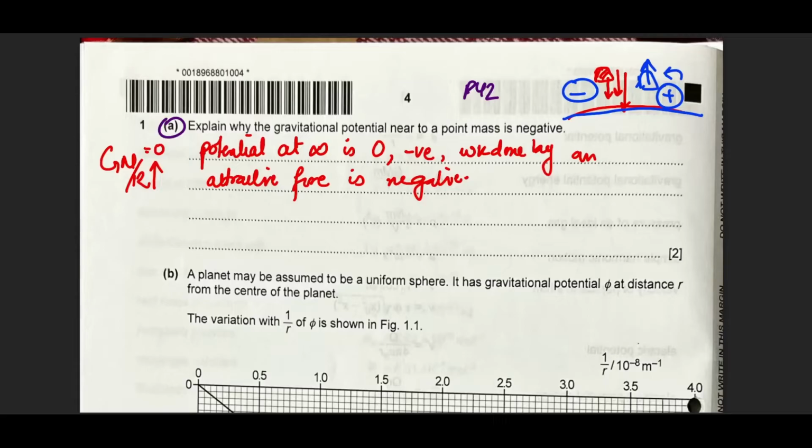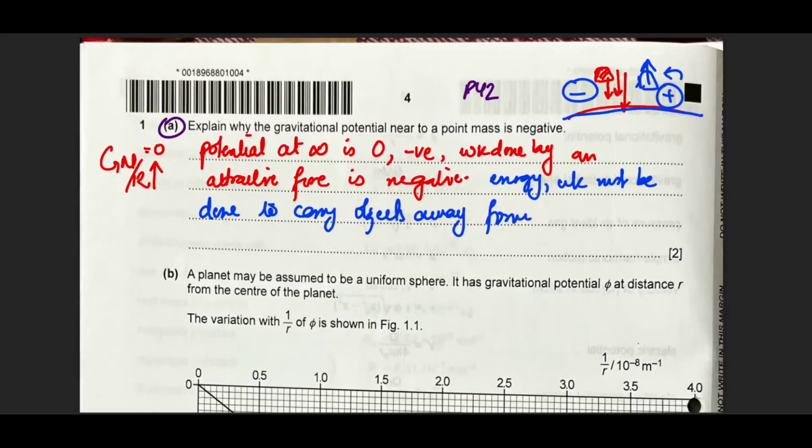Another perspective would be that energy or work must be done to carry objects away from a massive object, right? So it's as good as saying that if you added energy, that should be positive, and when you allow it to come back down again, when you allow it to act on its own, it will become negative, right? So there are two ways to say this.